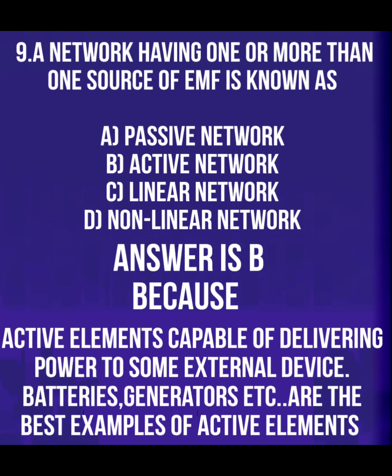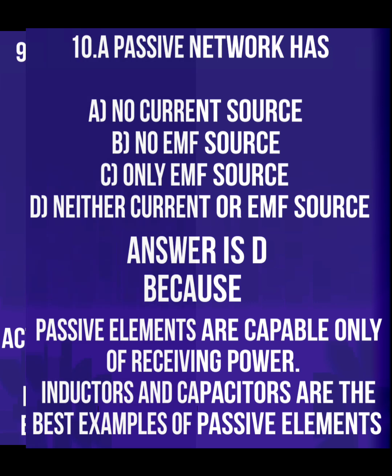Next, the ninth question. A network having one or more than one source of EMF is known as an active network. It is capable of delivering power to some external device. The best examples are batteries, generators, etc. These are the best examples of active elements. Active elements deliver energy.